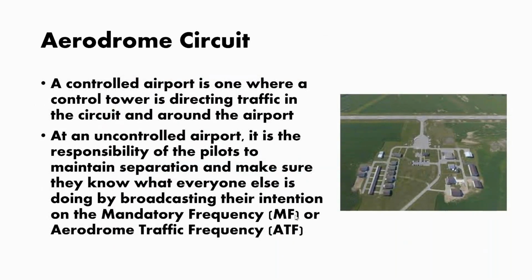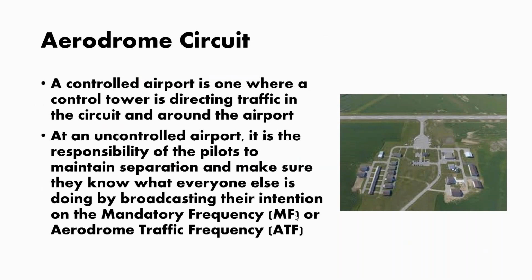Okay, so let's talk about controlled and uncontrolled airports. A controlled airport is one where you have a control tower that is directing traffic in the circuit and around the airport. So there's actually someone in a control tower who's able to issue instructions and clearances as to what all the planes around the airport are able to do, right? Obviously that would be at busier airports where you have a lot of traffic.